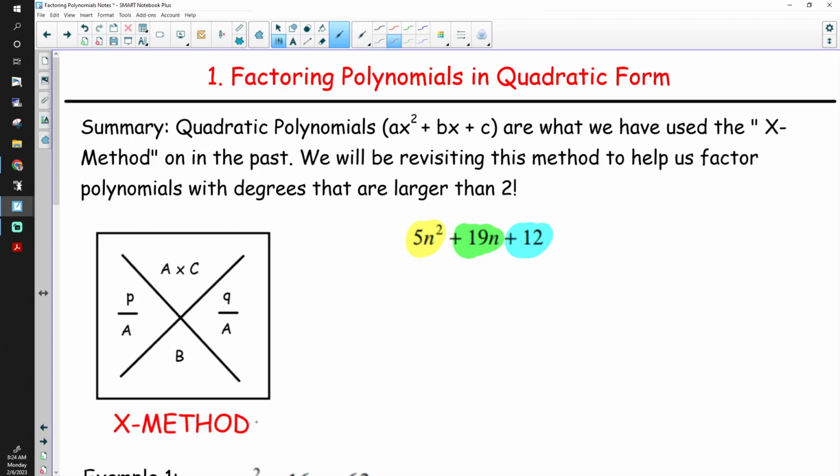So, blast from the past. When we are using the x method, the first thing we need to figure out is: is there a greatest common factor? If I look at 5, 19, and 12, is there any number I can divide 5, 19, and 12 by? There isn't, because 19 is a prime number. The only number we could divide them all by is 1, which we don't need to do. So that means we're going to go ahead and do our x method.